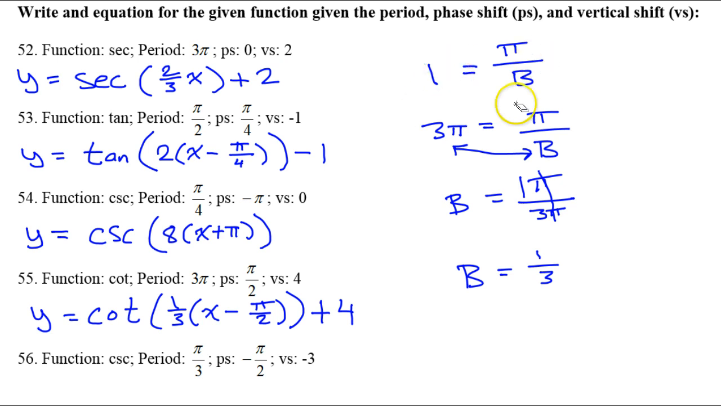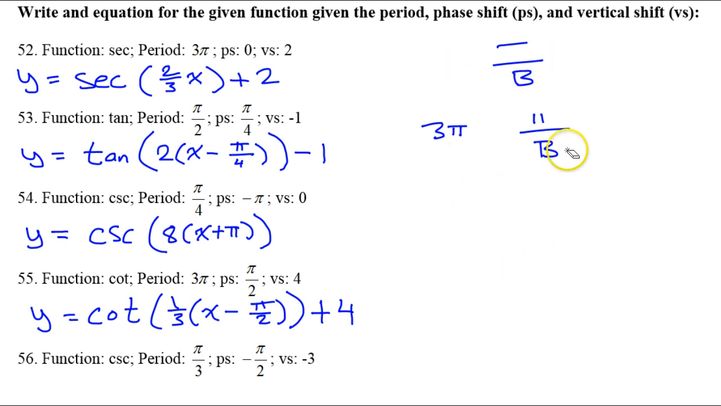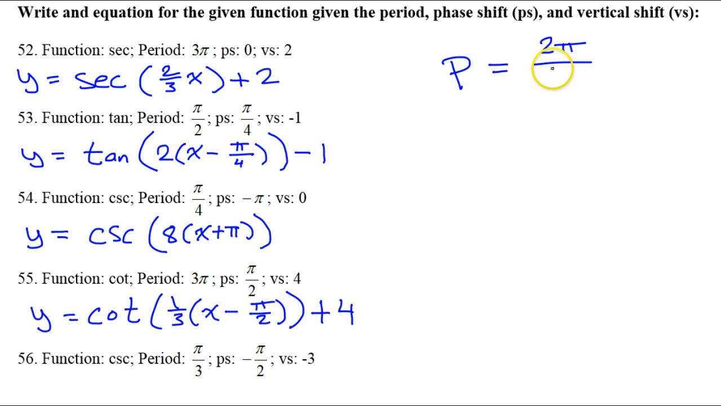One more, uno más. Okay, cosecant. Cosecant has a natural period of 2 pi. So that means the actual period of this function has to equal 2 pi divided by the b value. So in this case, they told us that the period is pi over 3. So that means pi over 3 must equal 2 pi divided by the b value.